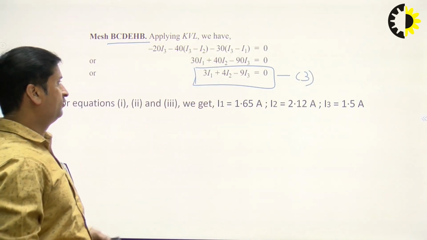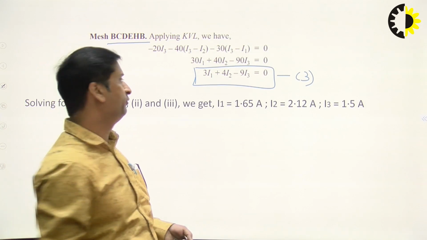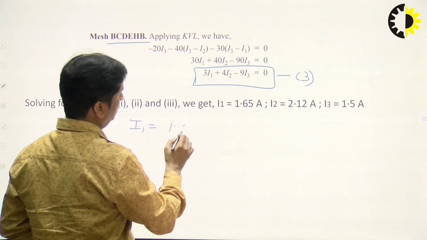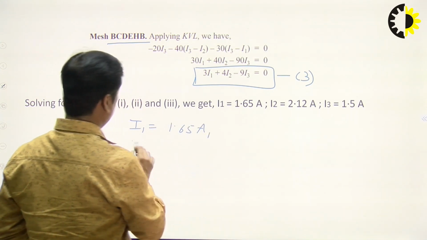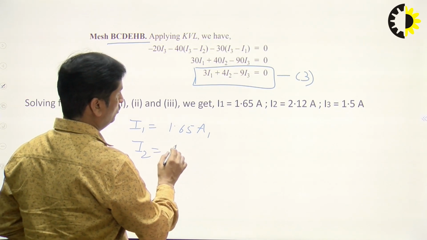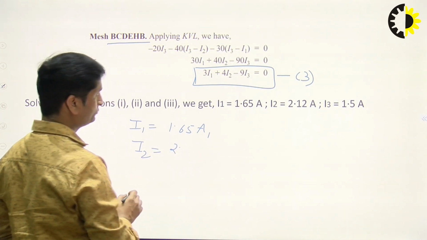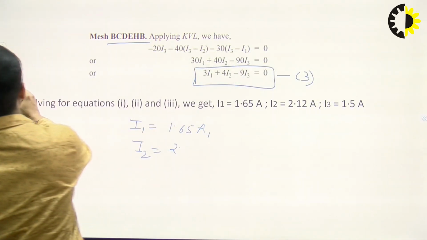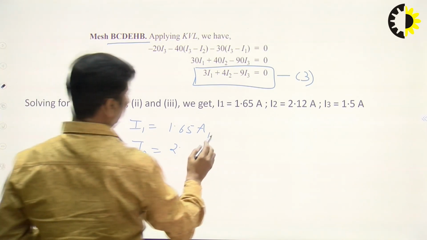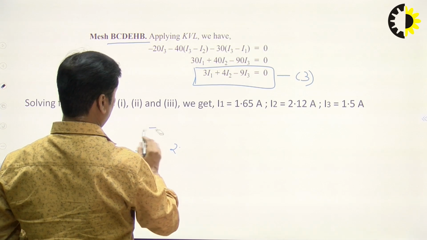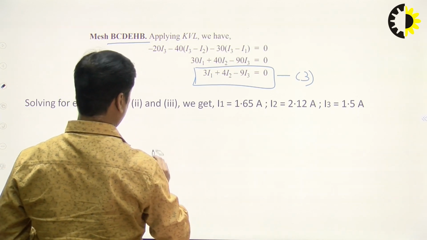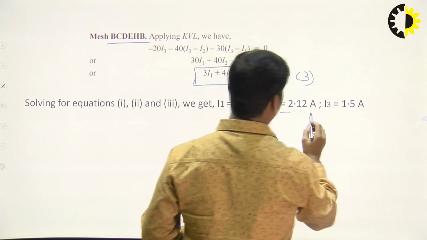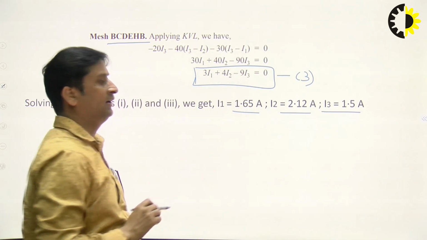Further when we solve these three equations with three variables, we will get I1 equal to 1.65 ampere, I2 equal to 2.12. So I1, I2 and I3 is the answer for that.